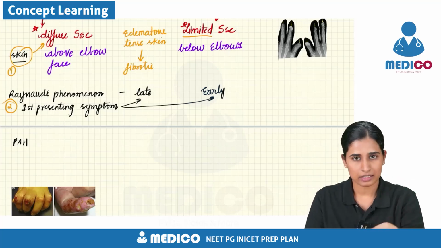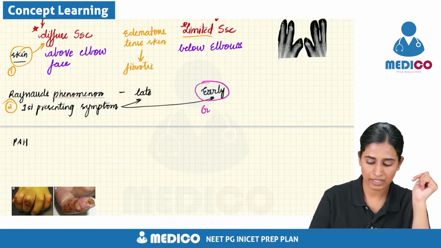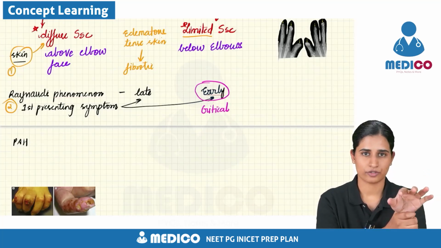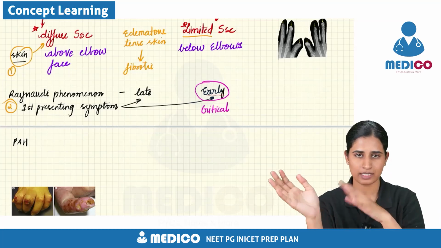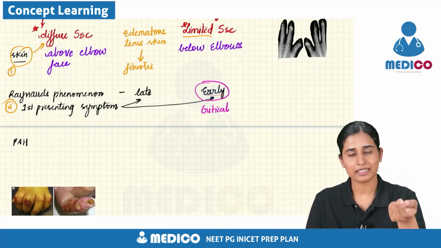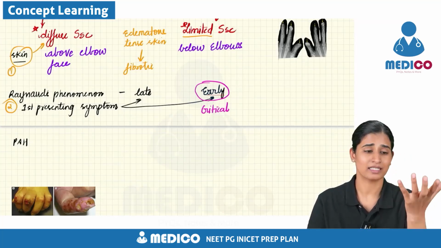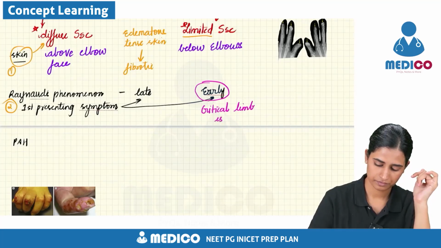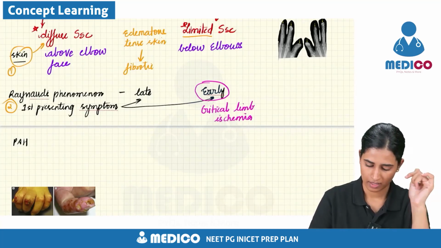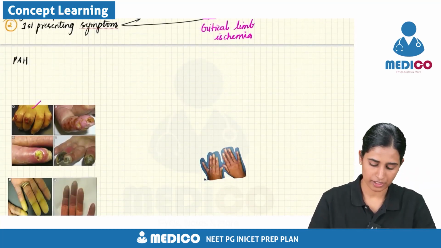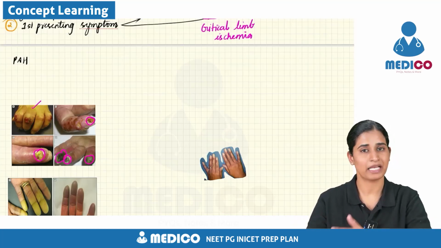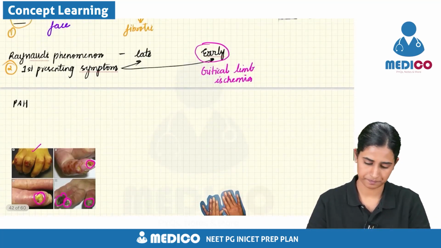And in limited, there is more of critical limb stenosis. Raynaud's is due to the constriction of arteries. First there is pallor, cyanosis and redness, right? But in limited, the stenosis is more critical, resulting in limb ischemia. If you see here, due to Raynaud's phenomenon, there is limb ischemia resulting in gangrene. That is critical limb ischemia, mostly seen in limited rather than diffuse.